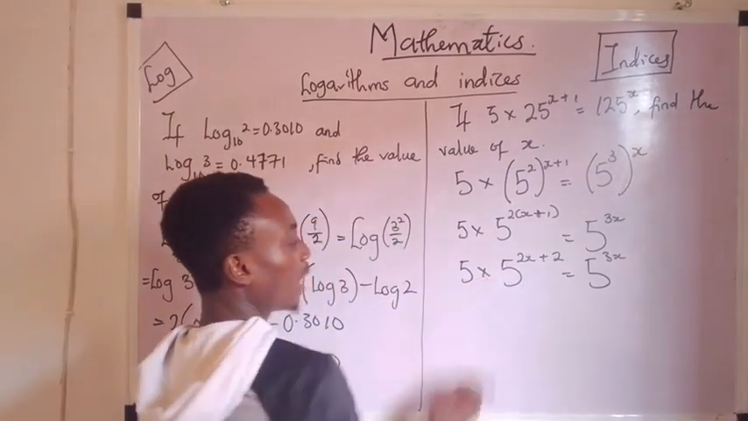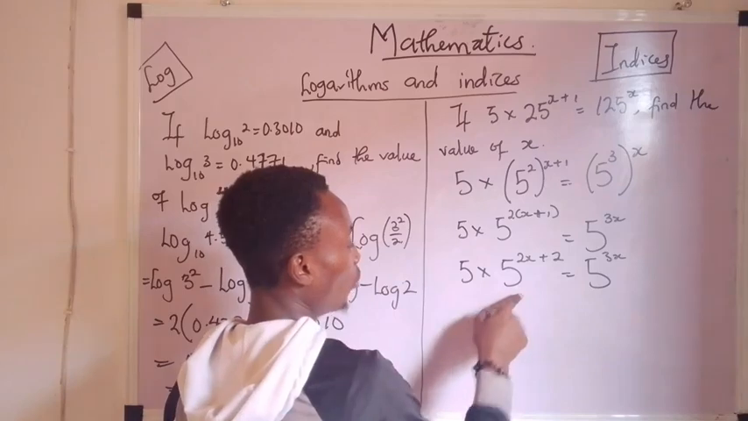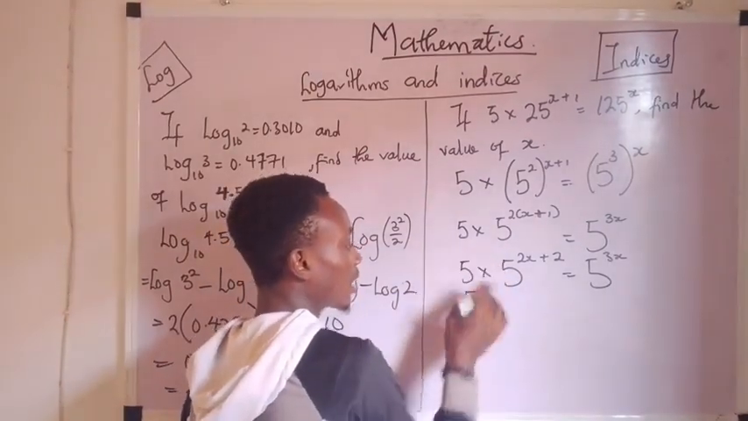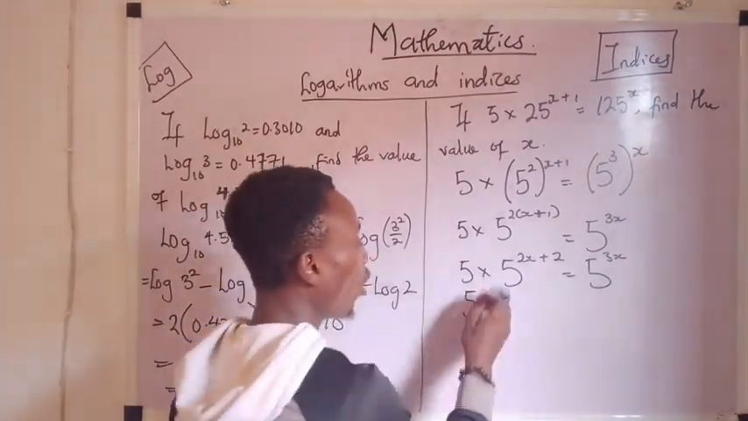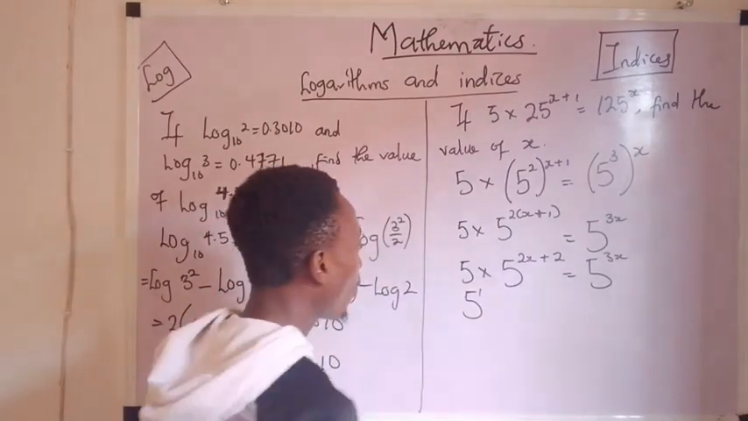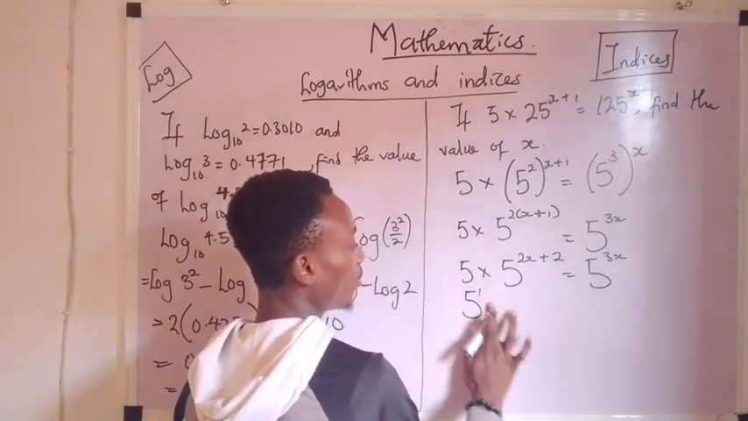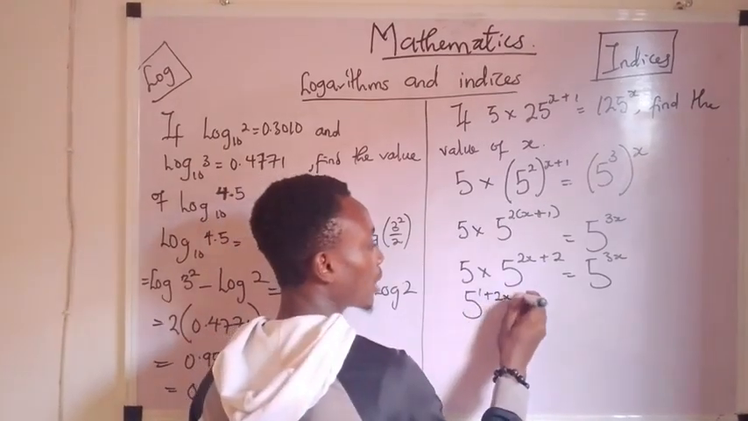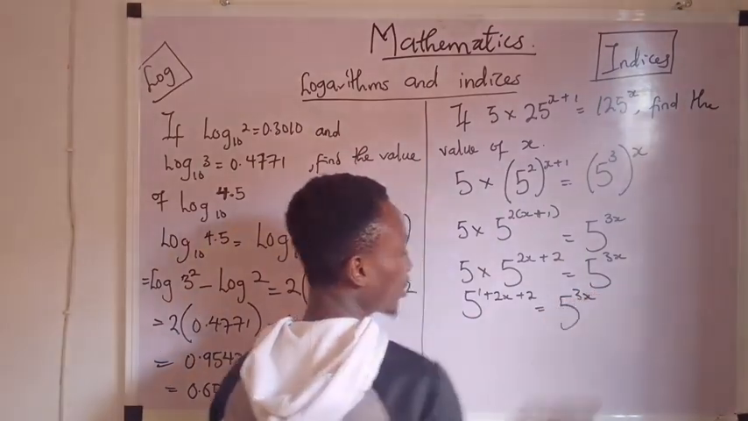We combine both together. How do we combine them? The first law of indices says that this will now be equal to 5 raised to power, the same base, and you add the powers together. Now this one has an invisible power of 1. An invisible power of 1, plus, we are adding the powers together, plus 2x plus 2 is equal to 5 raised to the power 3x.